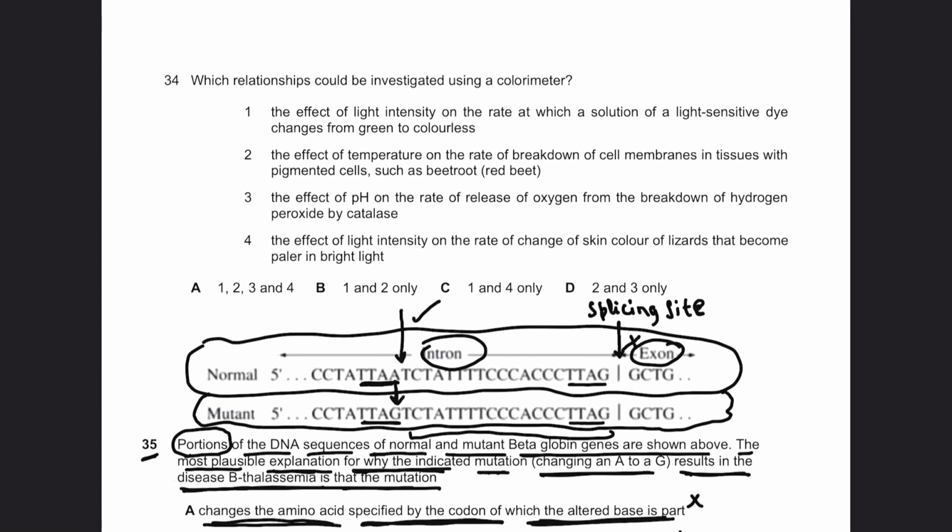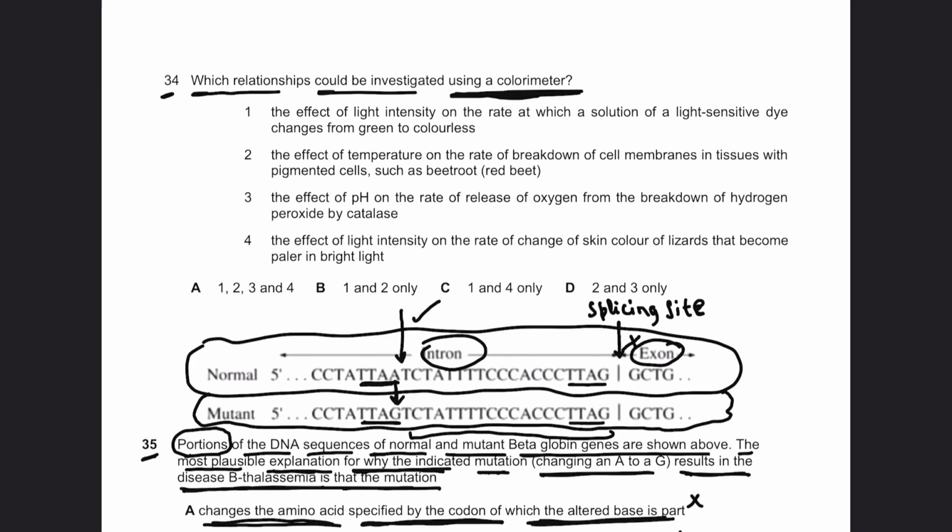Let's move on to MCQ number 34. Which relationships could be investigated using a colorimeter? So guys, always remember that a colorimeter is a device which records the intensity of the color of a solution. I'm repeating it again. What is the colorimeter? It is simply a device that records the intensity of color of a solution. How does it do this? It does this by recording the absorption of light by the colored solution, right?